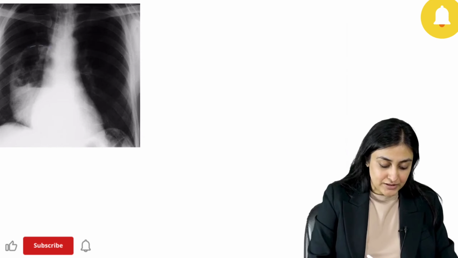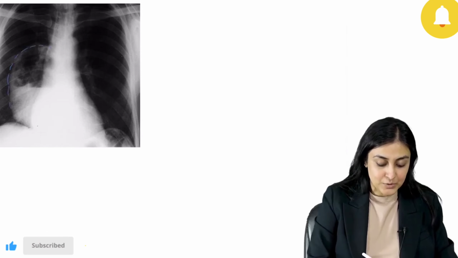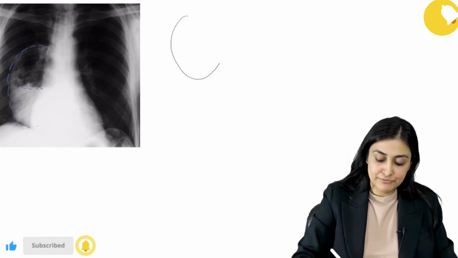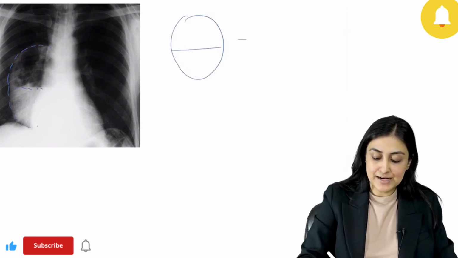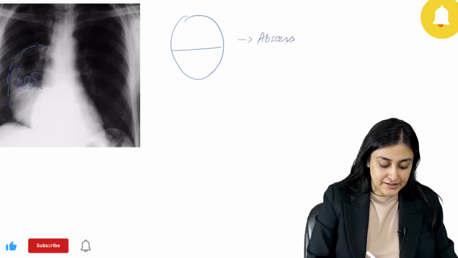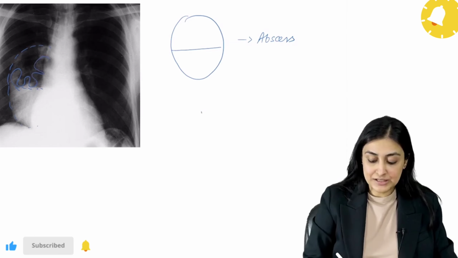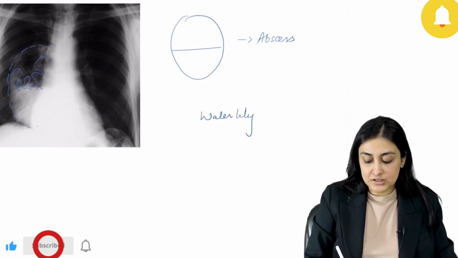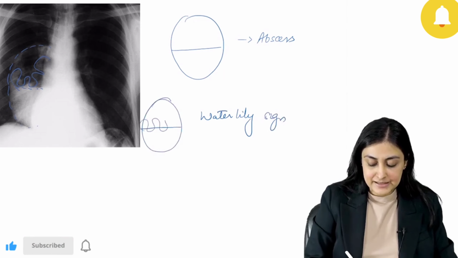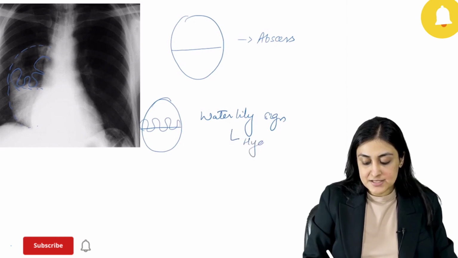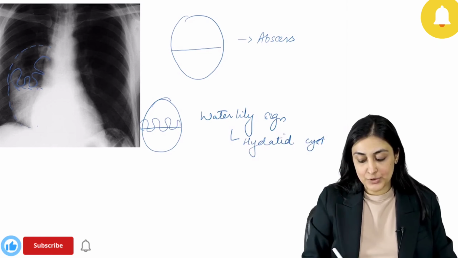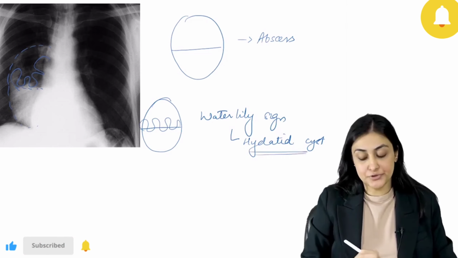Going ahead, what do you see? So here we are seeing that there is a cavity with an air fluid level, but it's just a simple air fluid level. So remember, if you see a cavity with an air fluid level, that is indicative of abscess. But if you see that there are various contents floating in it, then it becomes the water lily sign. And that basically indicates that it is a hydatid cyst, and these are all the membranes of the hydatid which are floating around. Okay, so this is how hydatid cyst will appear.